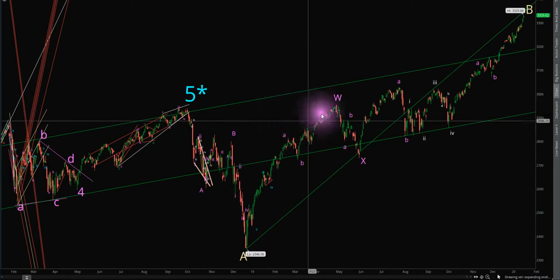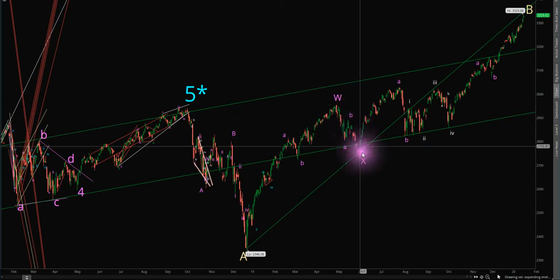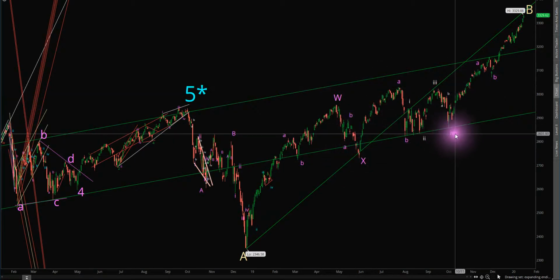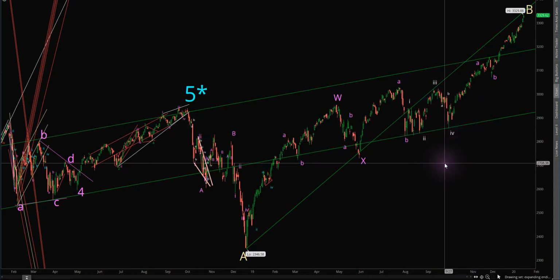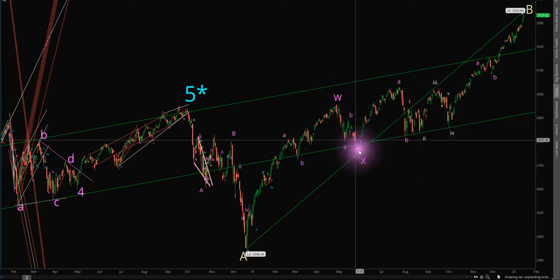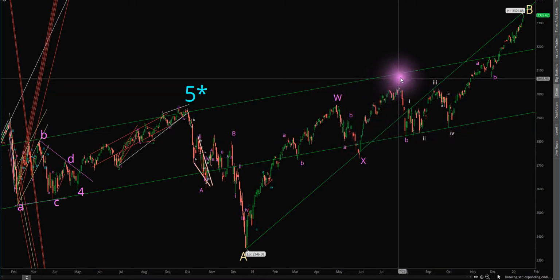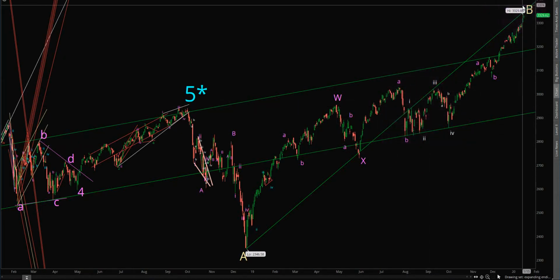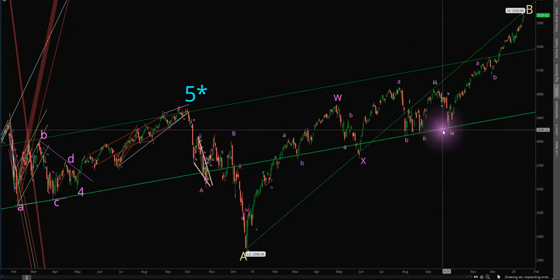We have counted the W wave, AB, the X wave. There are 2 ways to count this. You can count a triangle, A, B, C, D, E, a triangle where the X ends here. However, I like this count better. WX, then an A wave up, a B wave down, and then the start of an expanding ending diagonal. 1, 2, 3, 4, 5. Every leg is a zigzag.